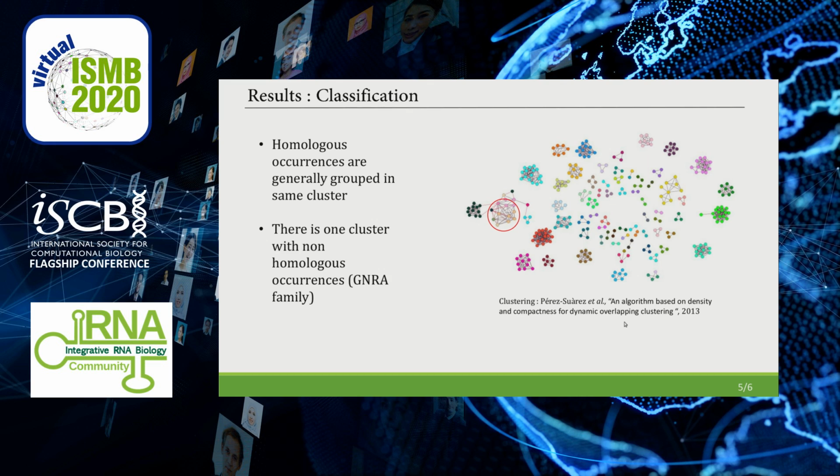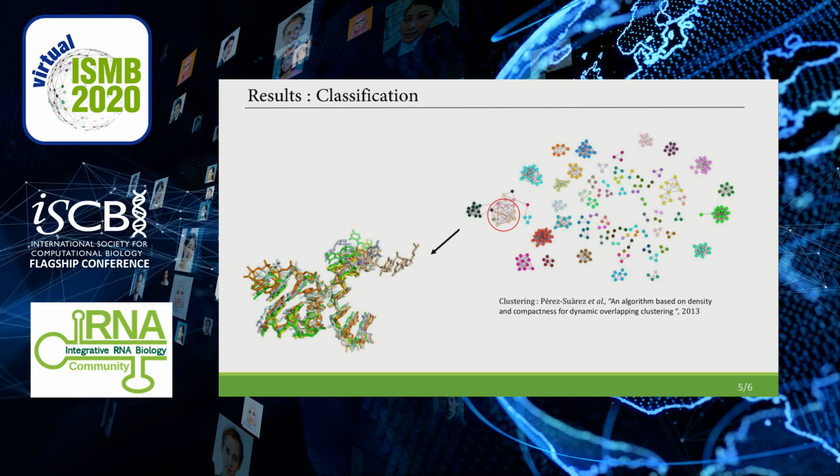And in our classification, homologous occurrences are generally grouped in same cluster, and the majority of clusters are composed of homologous occurrences. But we have one main cluster with non-homologous occurrences, circled in red, which is interesting. It is composed of occurrences from different RNA families, and all of these occurrences belong to the same family of A-minor motif, called GNRA family. So we have here the 3D alignment of the structural context of these occurrences, and we see that this alignment is very good. There's just one part here that differs among the cluster, so it's pretty good.